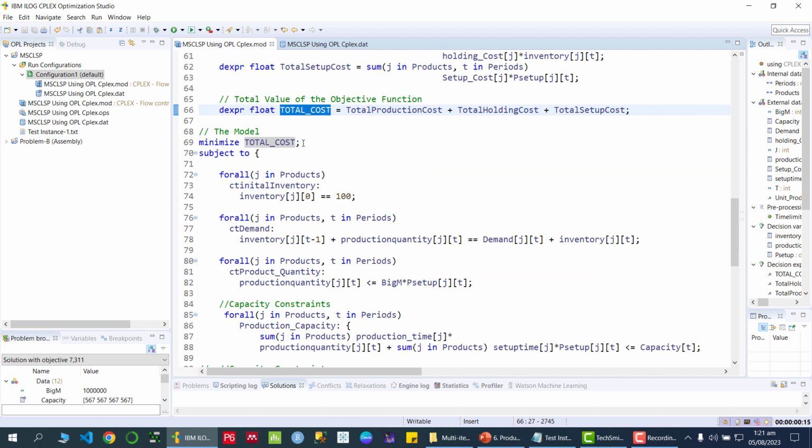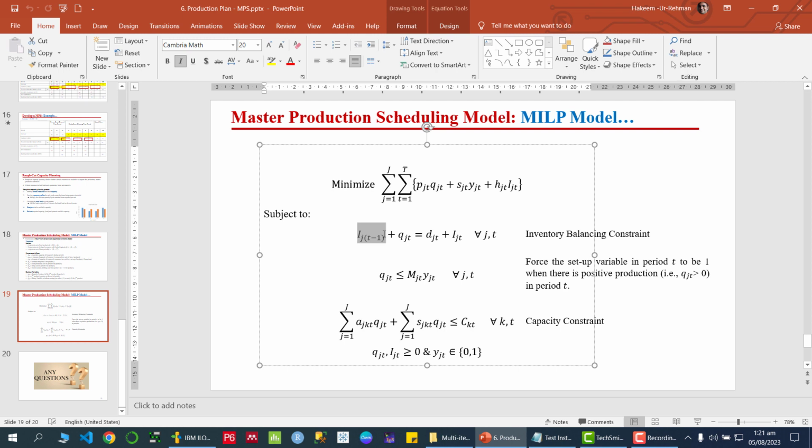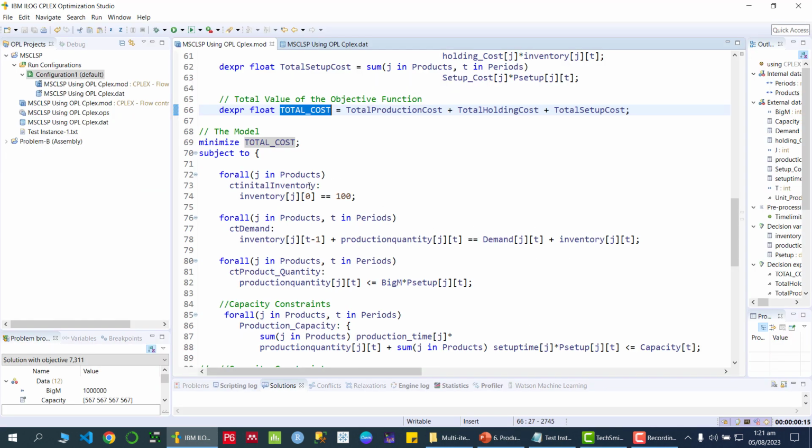So minimize the total cost subject to, first of all, I need to mention the first time period initial inventory. So I'm dealing with this particular variable. For all j in products, which means for every product, I am mentioning that the initial inventory is equal to 100. So for product 1, product 2, product 3, product 4, I am supposing that it is equal to 100, and this is the name of the constraint for the initial inventory.